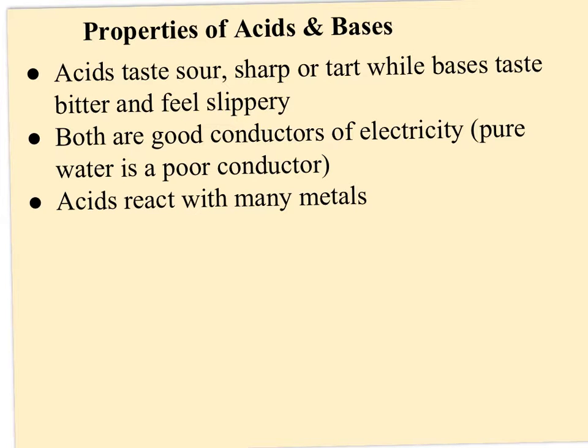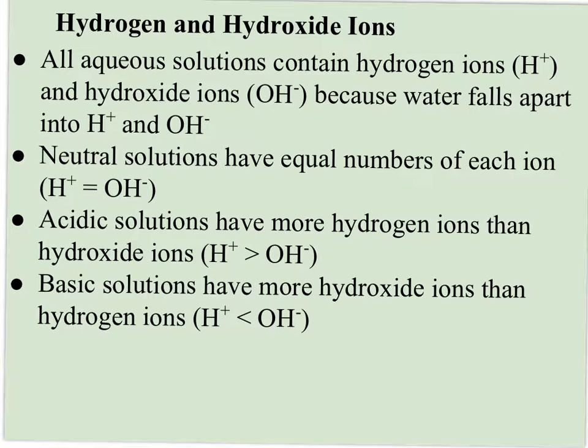Both acids and bases are good conductors of electricity. Pure water is actually a fairly poor conductor because unless there are some electrolytes or ions in there, the conductivity is very low. Another property of acids is they react with many metals. Some metals, the more reactive metals, they react more with. All aqueous solutions contain hydrogen ions and hydroxide ions because water contains both these ions.